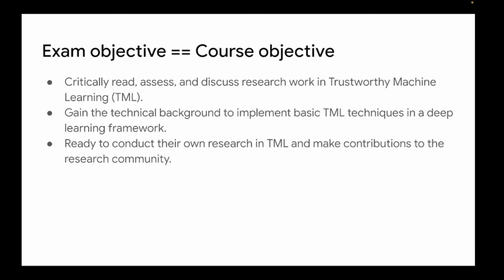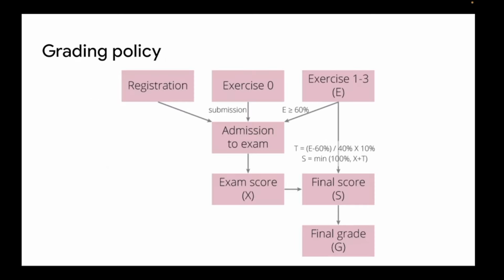So some of the format and grading policy. The objective of the exam is identical to the objective of the course itself. You should be able to critically read, assess, and discuss the current work. And you should also show your technical ability to implement some of the solutions that we discussed. And you should be ready to conduct research by yourself, ideally by the end of the lecture. And that has been kind of seen in the exam as well. We went over this in the first lecture, but let's go over it quickly again.